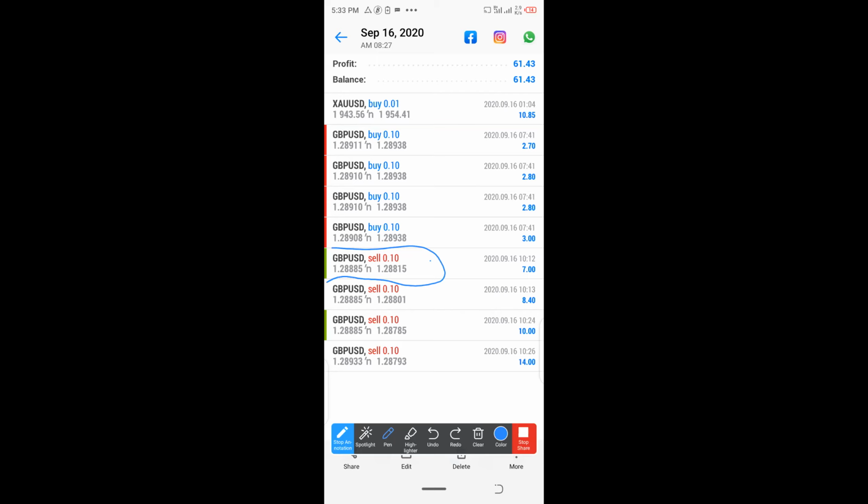Great, 1.2885. Yes, that is the entry price there. Now, am I in a buy or a sell for that trade? I'm selling, because you can see beside GBP USD, it states that I am selling there. All right, can somebody tell me what lot size I used to enter that trade?